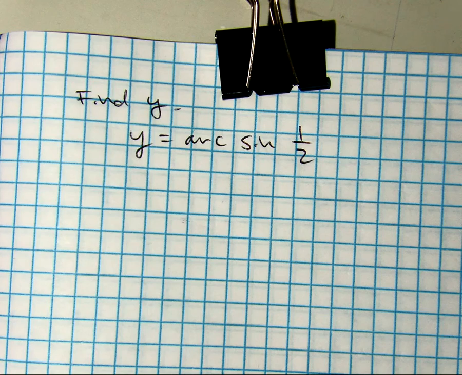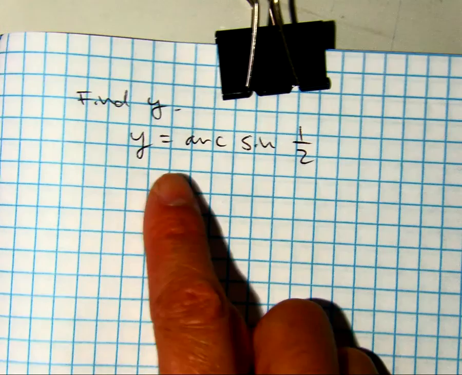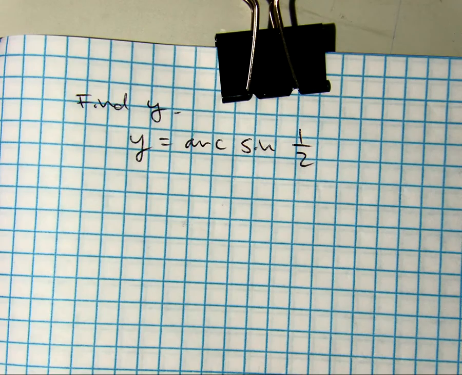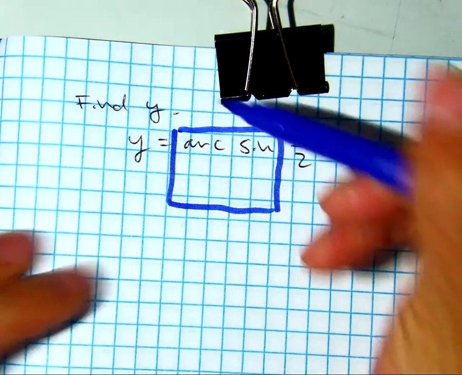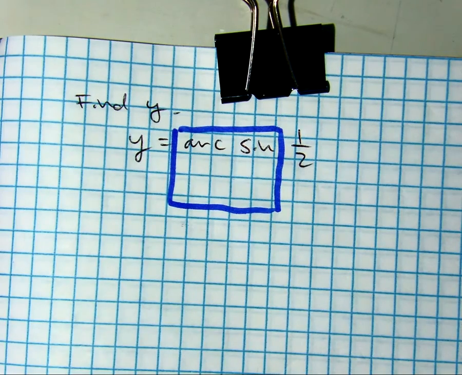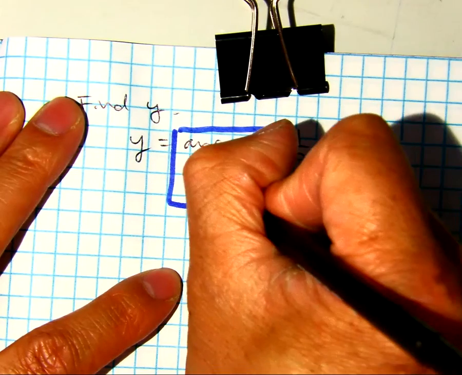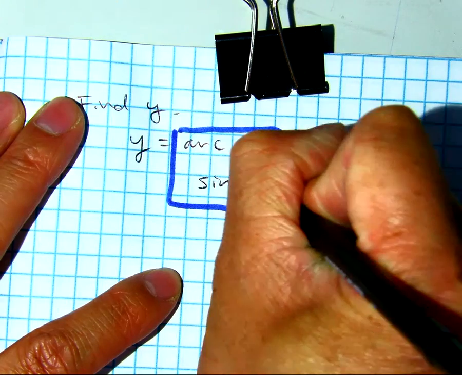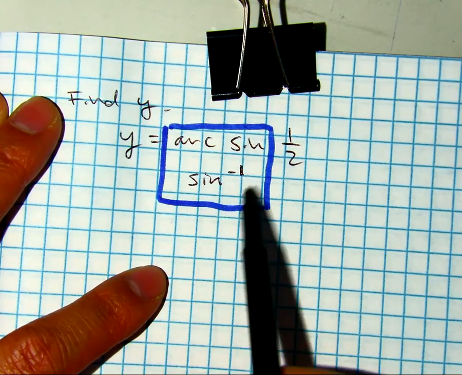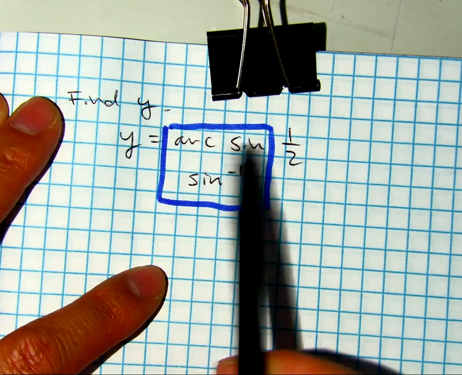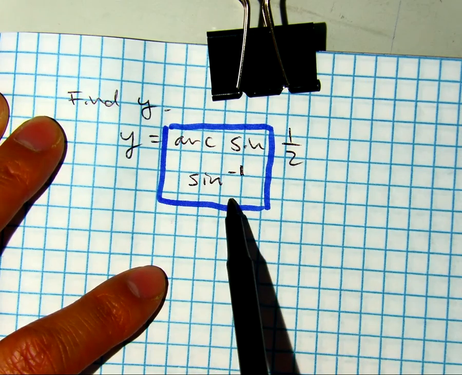Alright, so this problem tells us to find y. Now we have something that's a little bit different. We have the word arcsine. Arcsine is the same thing as the inverse of sine. Cos, what's another way of writing inverse of sine? Arcsine. Cos, what's another way of saying arcsine? Inverse of sine.